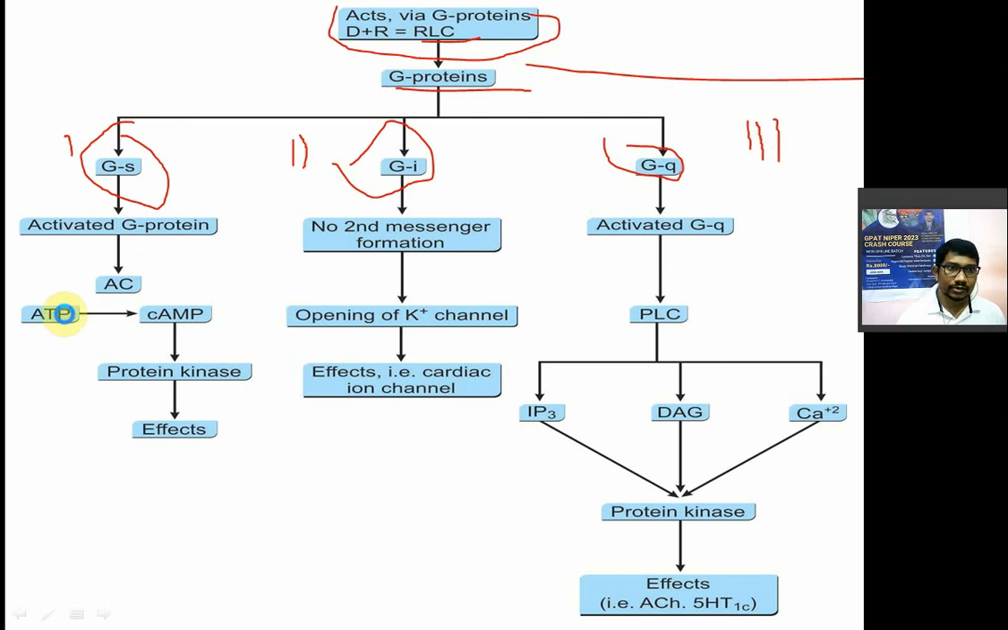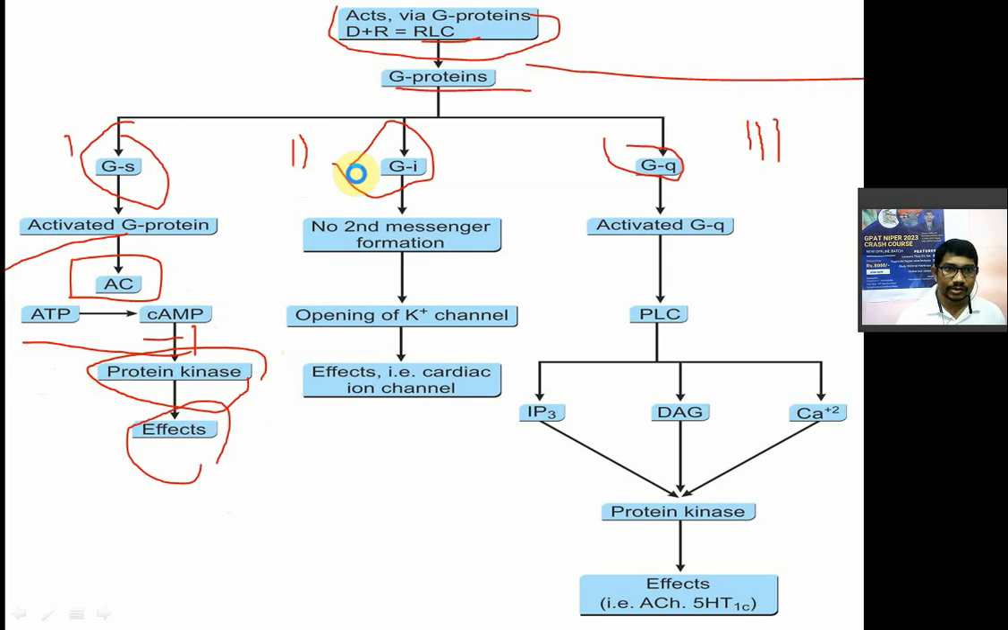Now activation of G stimulatory results in the activation of G protein, which activates the adenyl cyclase. AC means adenyl cyclase, which will convert ATP into cyclic AMP. Now increased cyclic AMP, cyclic adenine monophosphate, in the cell will cause stimulation of protein kinase. Okay, and after that there is an effect like contraction, relaxation.